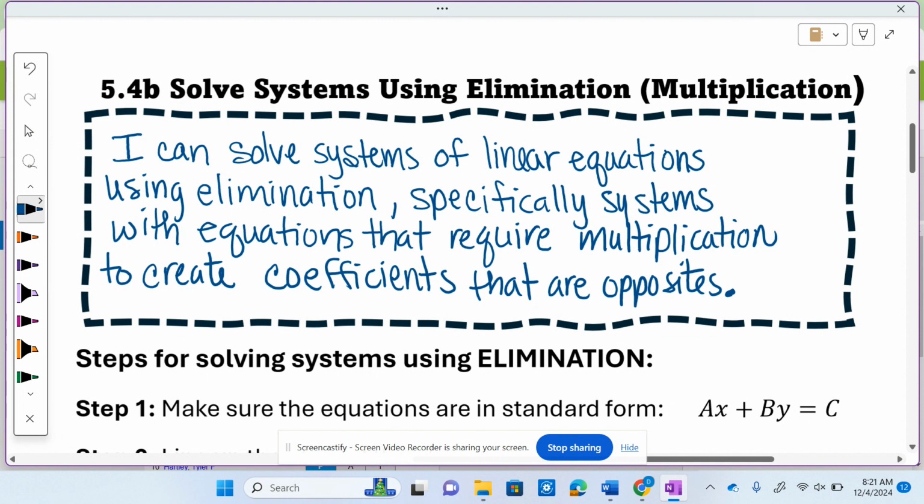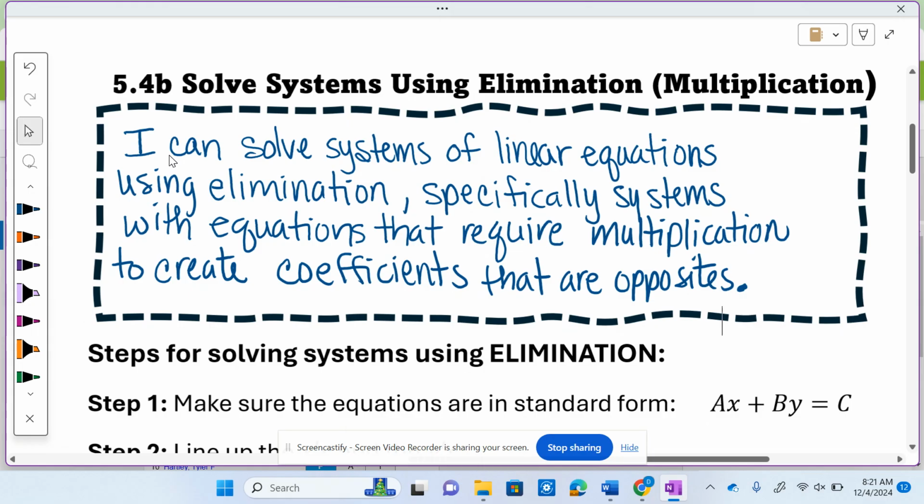So we're going to have to do some multiplying. Now the steps for solving do not change. We're going to use the same exact method. We're going to figure out what we have to multiply that equation by so we can cancel out either the x's or the y's. We cancel them out by adding them together, and then we solve for that variable that's left and then plug it back in, okay? So I can solve systems of linear equations using elimination, specifically systems with equations that require multiplication to create coefficients that are opposites.